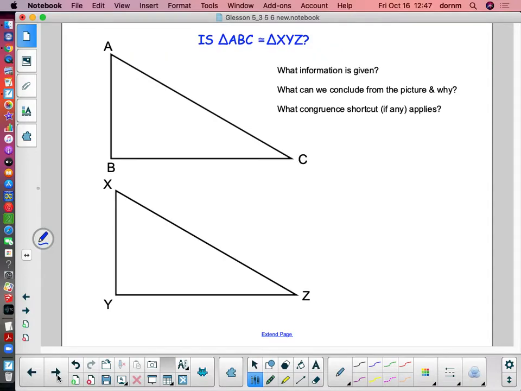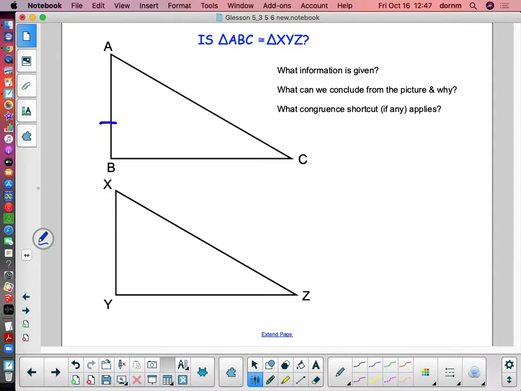All right, so we're going to practice this. This is what we're going to basically be working on today: practicing identifying which shortcut, if any, can be used in a given situation. So what I'm going to do is mark these up and then see what we can conclude based on that markup if we have congruent triangles.